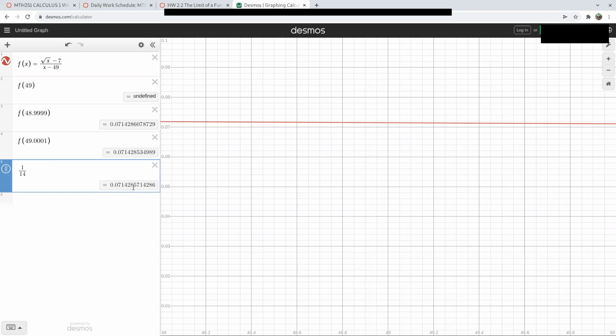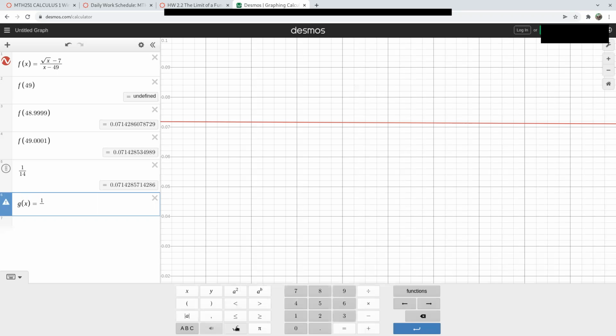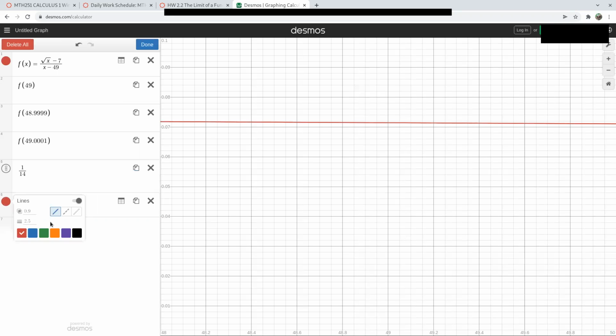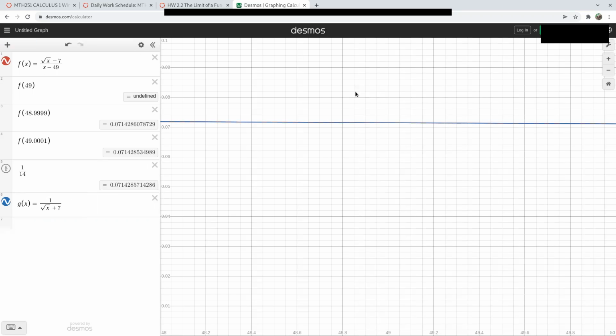To double check, I can graph another function, g of x, and see if it does sit on top of this red one. So I'm going to graph g of x here, which is going to be 1 over, and the square root button is on the keyboard there, plus 7. And they made it red. Let's change the color. Let's make you blue. And I can see it looks like the blue line sits on top of the red. So if I turn off the blue here, you'll see the red sitting underneath. Turn the blue back on, it looks like they're sitting right on top of each other.